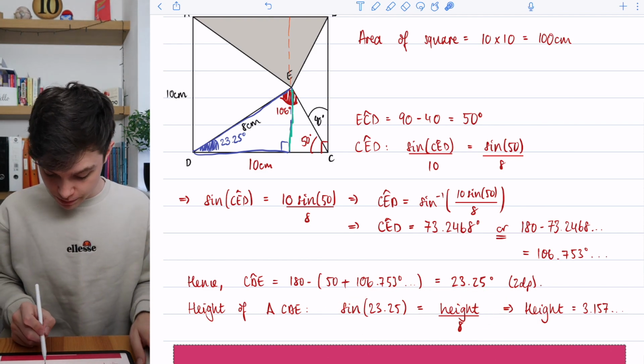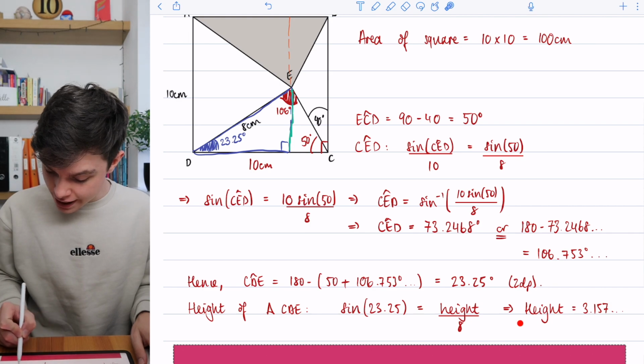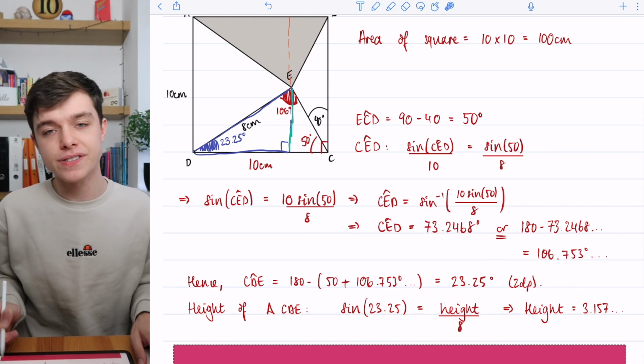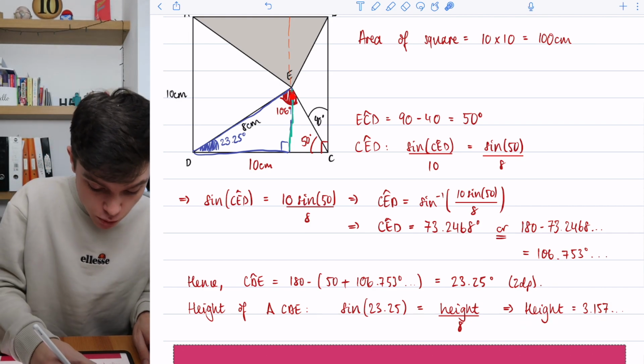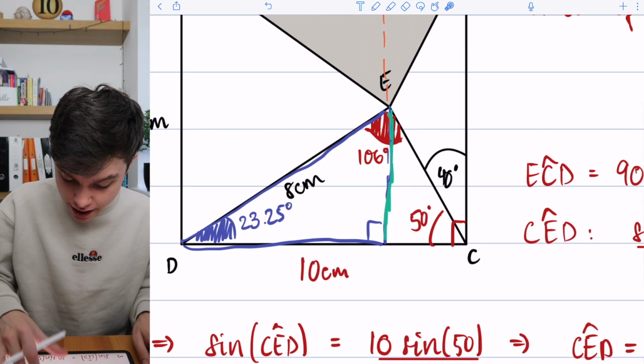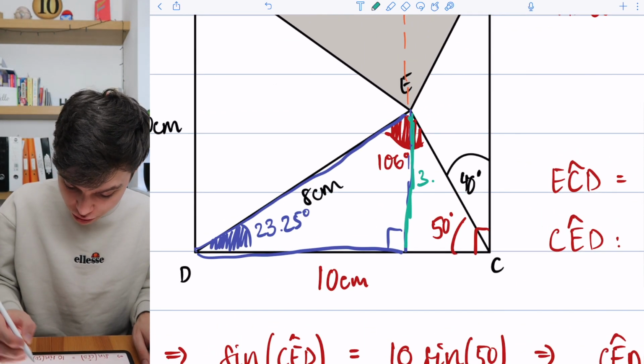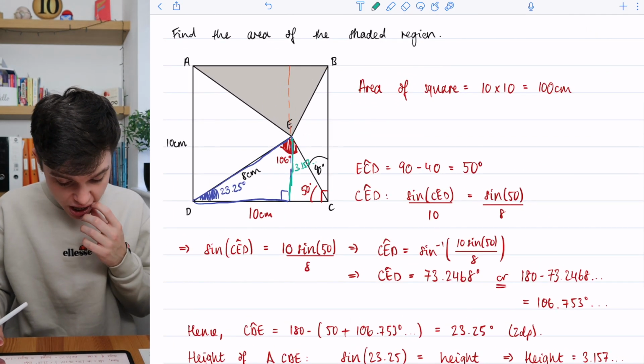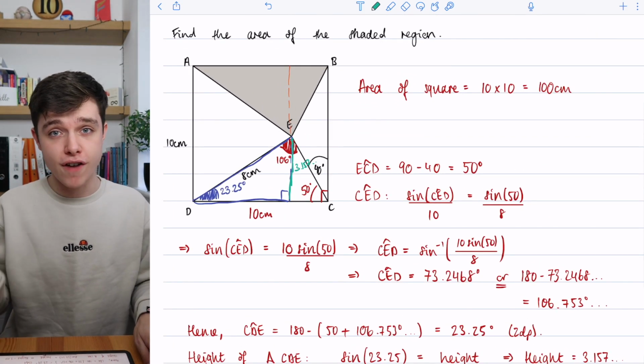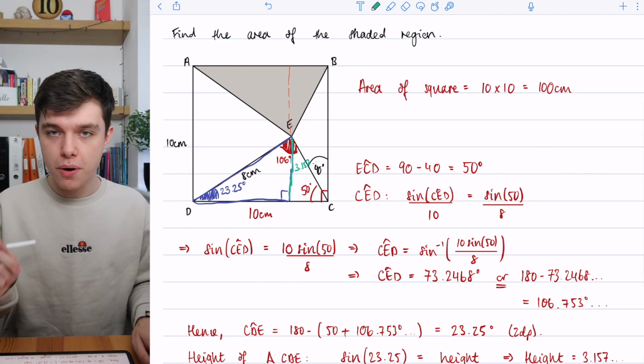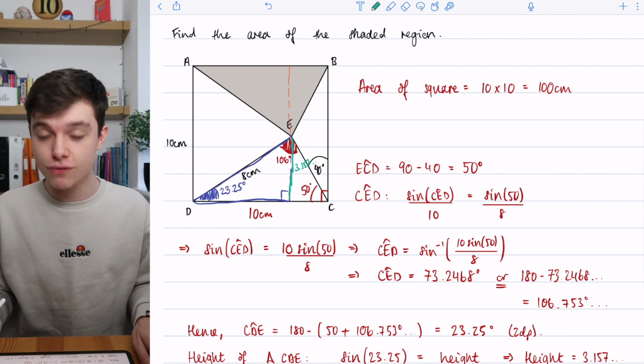And then you could just multiply both sides by 8. So the height will be 3.157... That's what this side is here. And I'll write that on in green, 3.157... And that's in centimetres if that was your final answer, but it's not, because we want to work out the area of the shaded region.